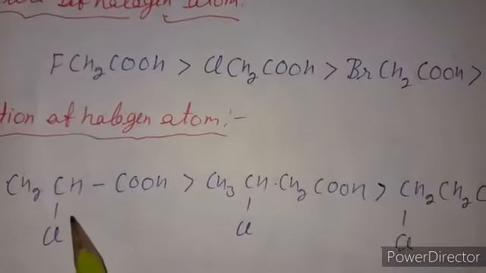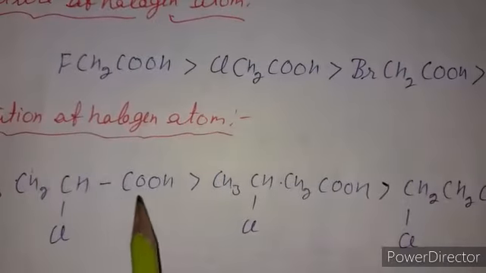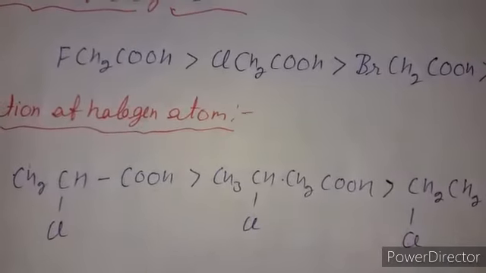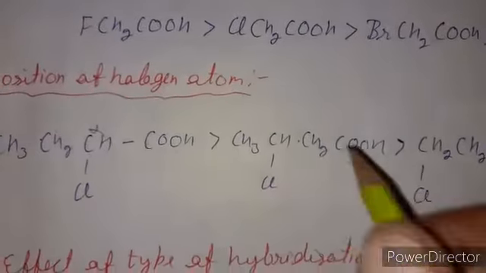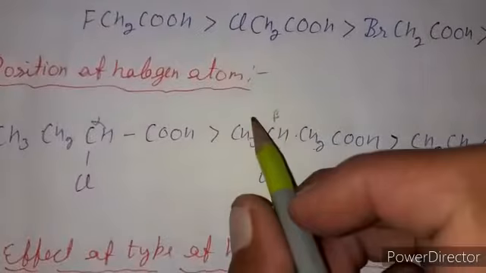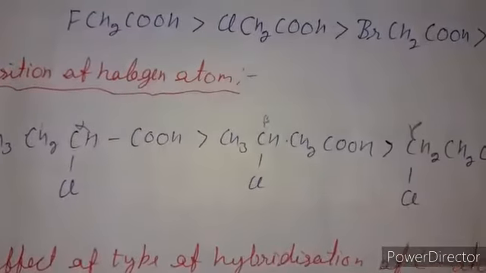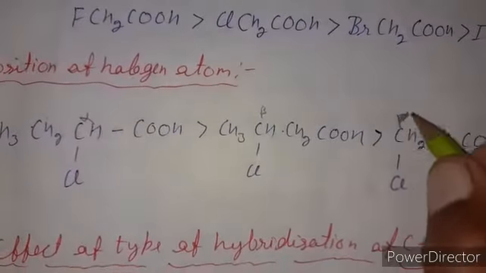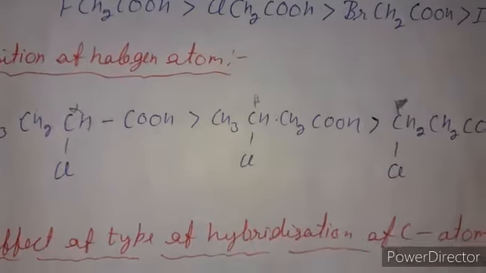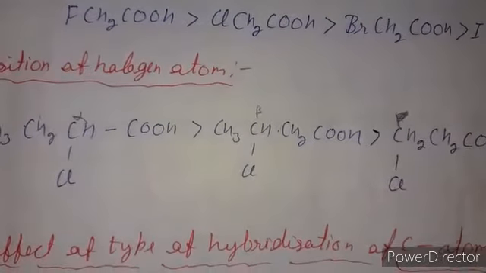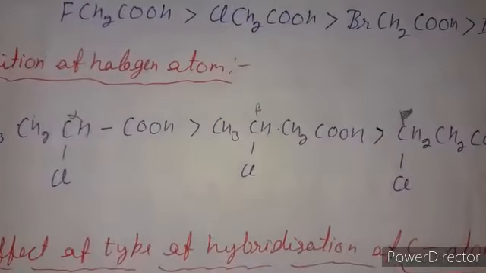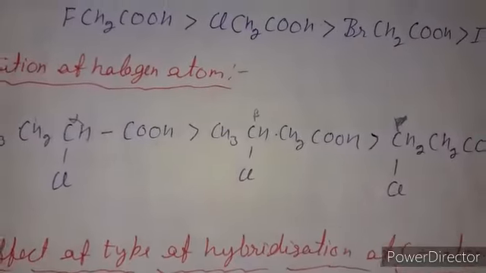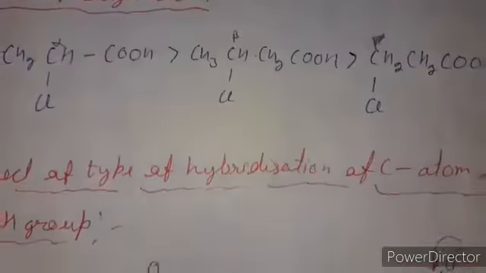If an electron withdrawing group is attached to the next carbon, which is the alpha carbon after the functional group, that is more acidic as compared to the beta carbon containing an electron withdrawing group, as compared to the delta carbon containing an electron withdrawing group. So if the position is near to the carboxyl group carbon, that is more acidic as compared to beta, as compared to gamma, as compared to delta.